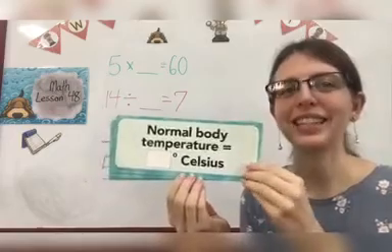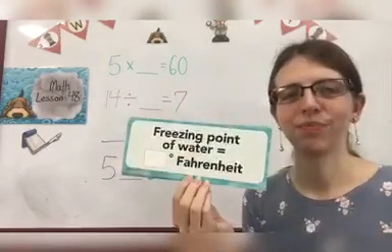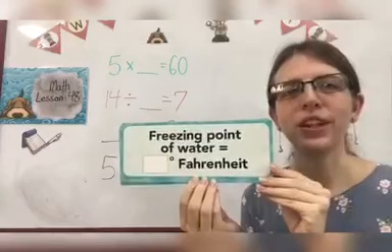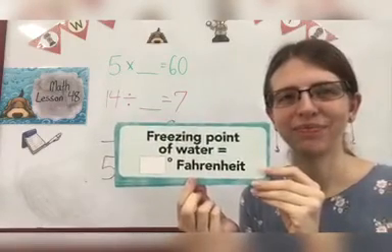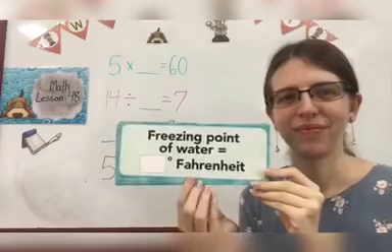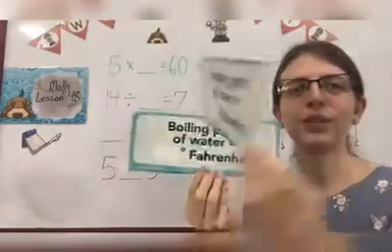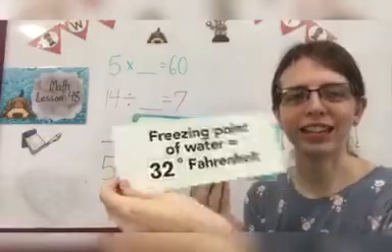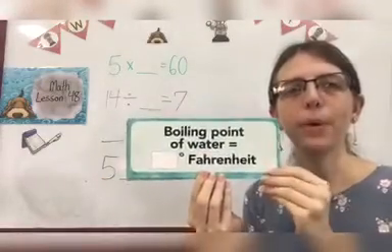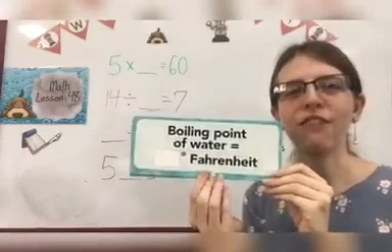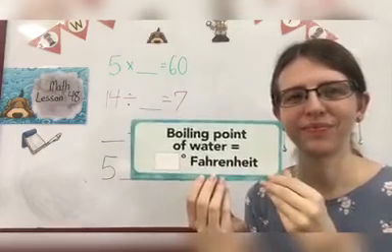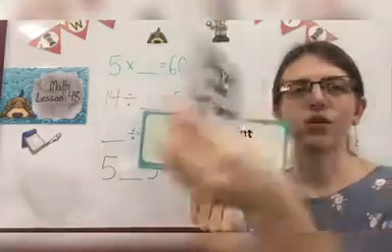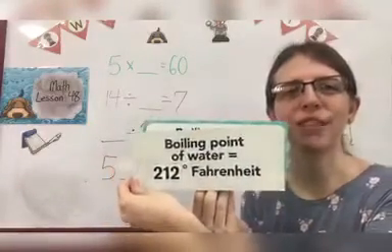37 degrees Celsius. Freezing point of water in Fahrenheit. 32 degrees Fahrenheit. Boiling point of water in Fahrenheit. 212 degrees Fahrenheit.